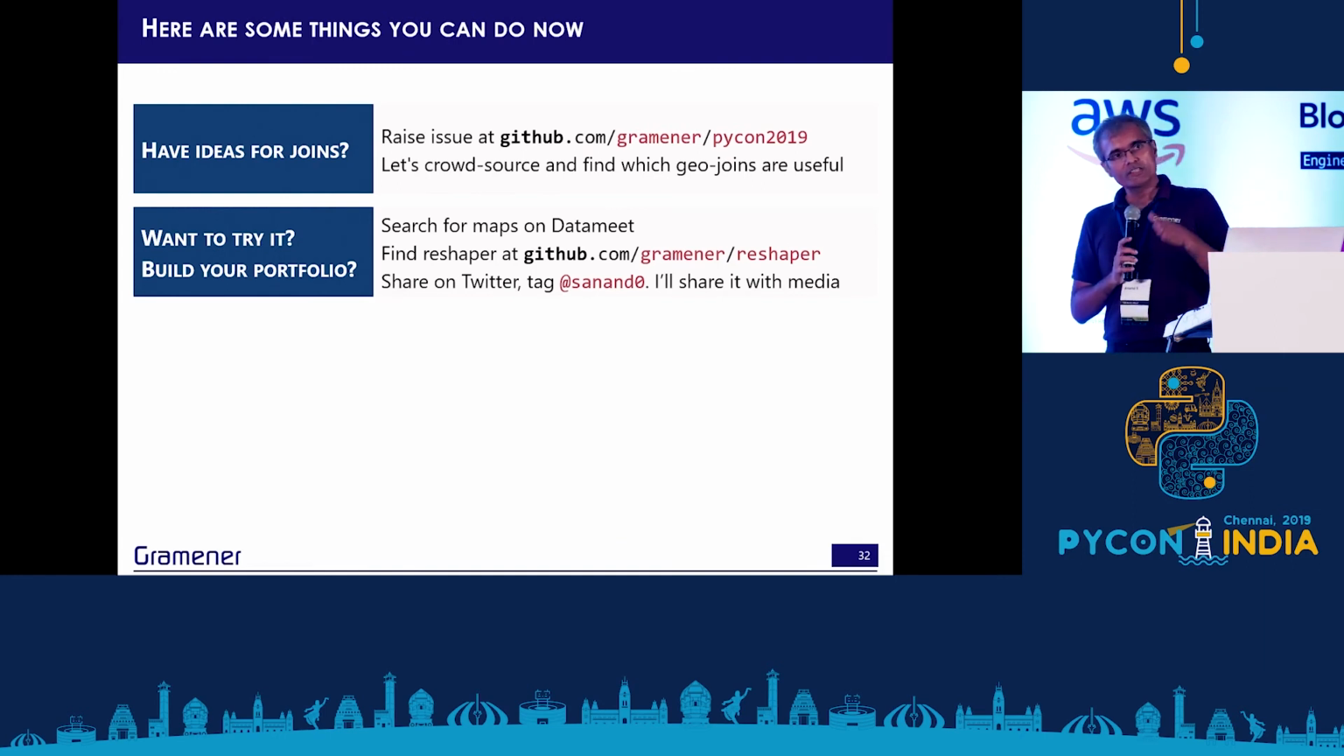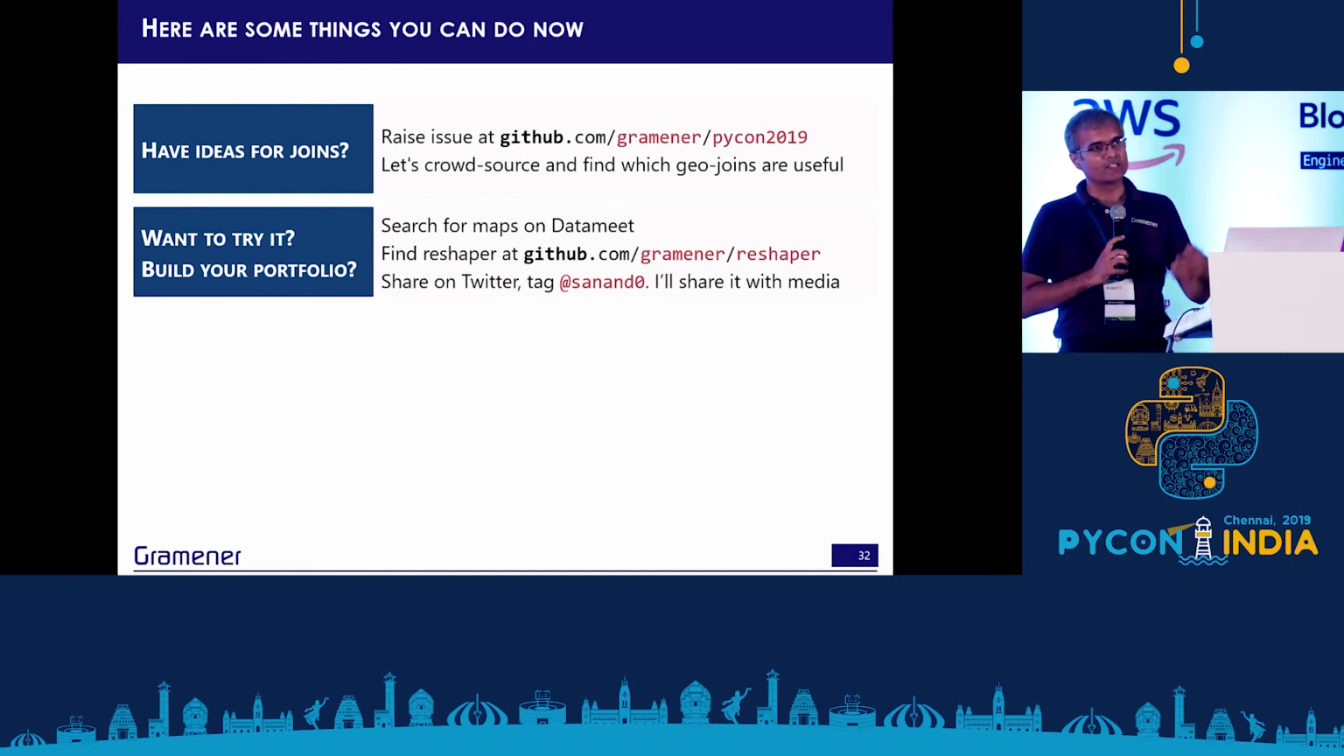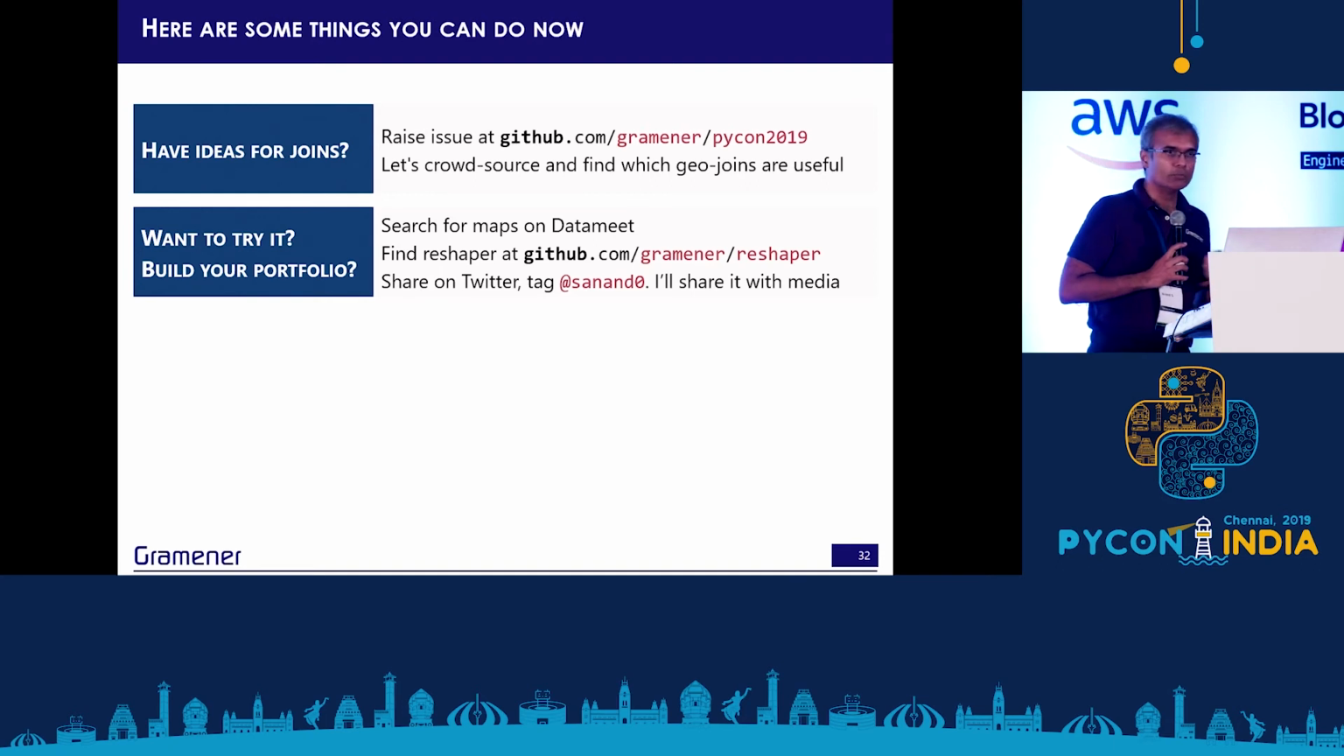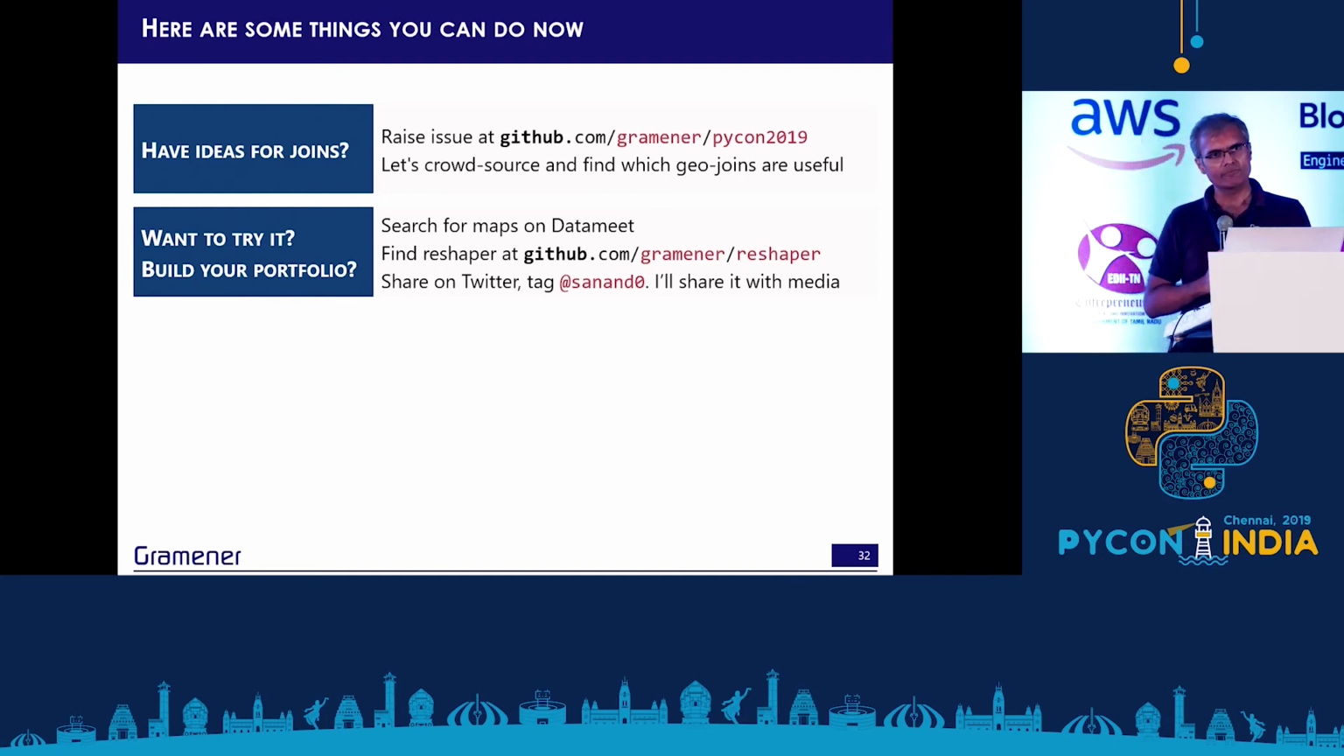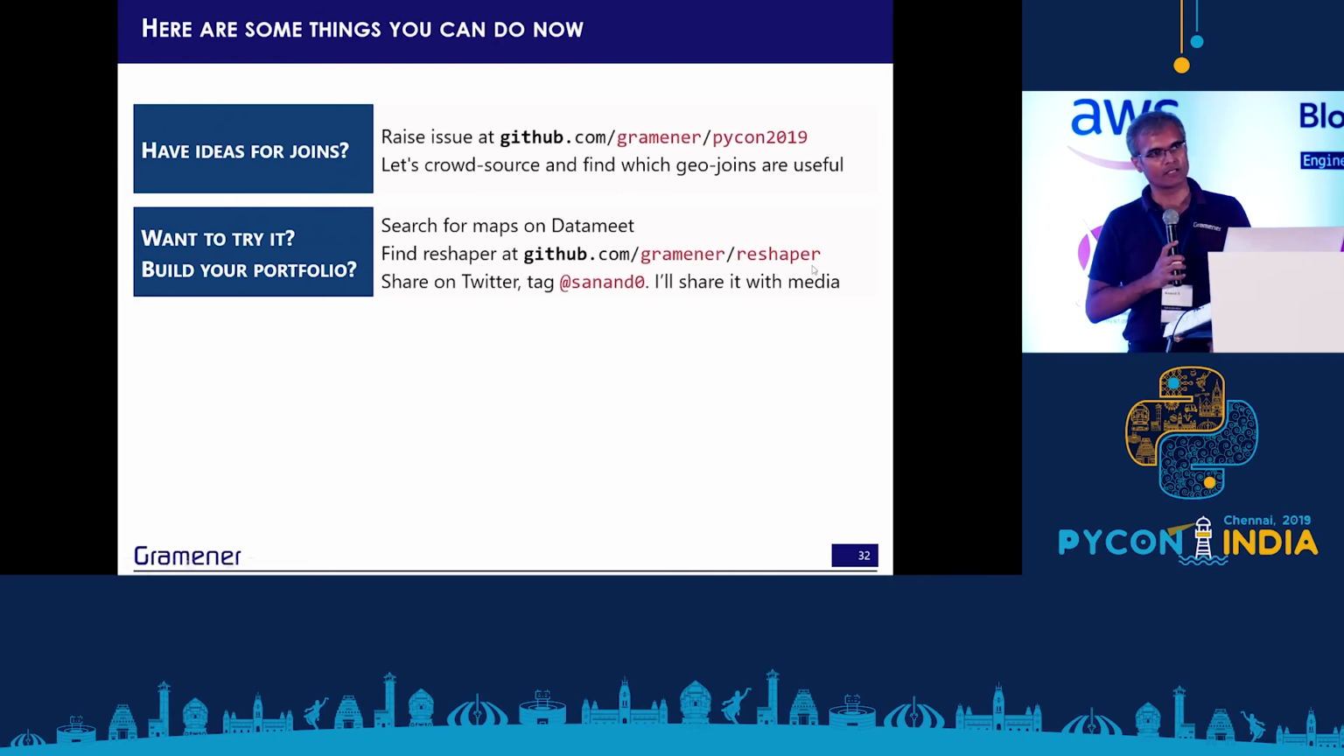If you want to try solving one of these and discovering your own insight, to build your own portfolio, to share some useful knowledge, then start by finding a map. Like I said, DataMeet is a good place where you can find a map. You can find the Reshaper library on github.com/Gramner/Reshaper. The links are again on github.com/Gramner/PyCon2019. This is the one link that you need to remember.